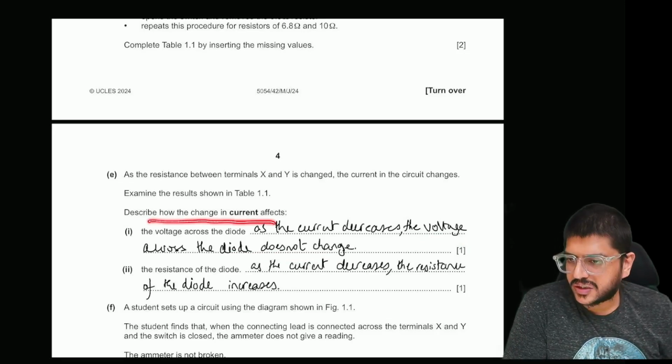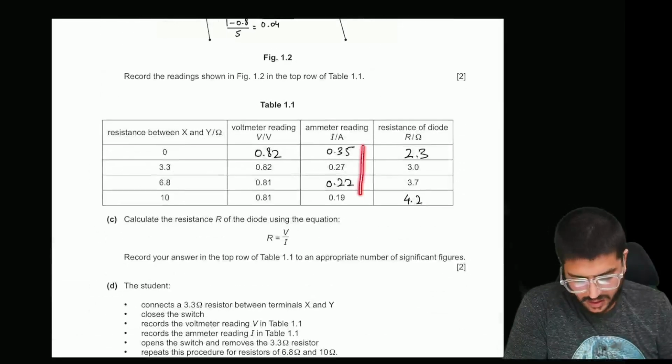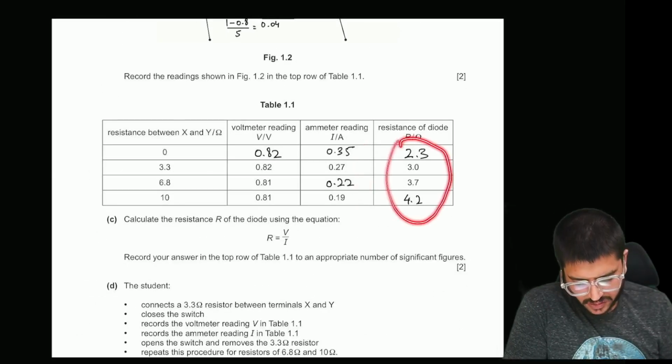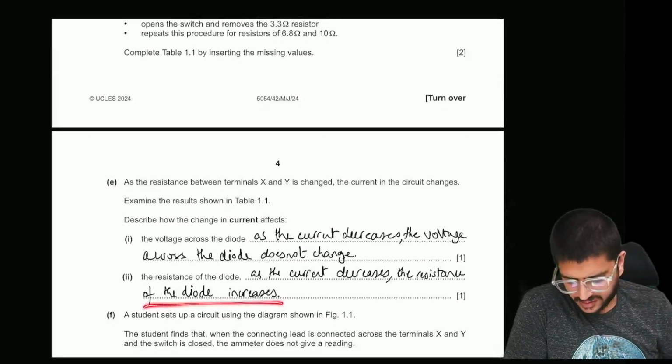Describe how the change in current affects the resistance of the diode. So again, the current is decreasing. So what's happening to the resistance of the diode? The resistance of the diode is clearly increasing. So the resistance of the diode increases.